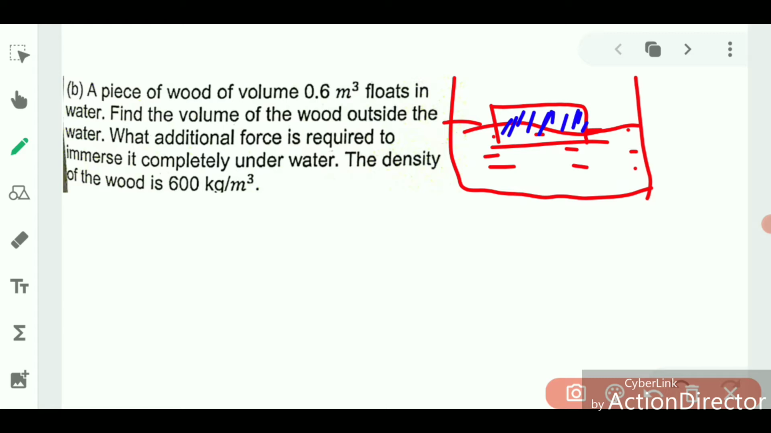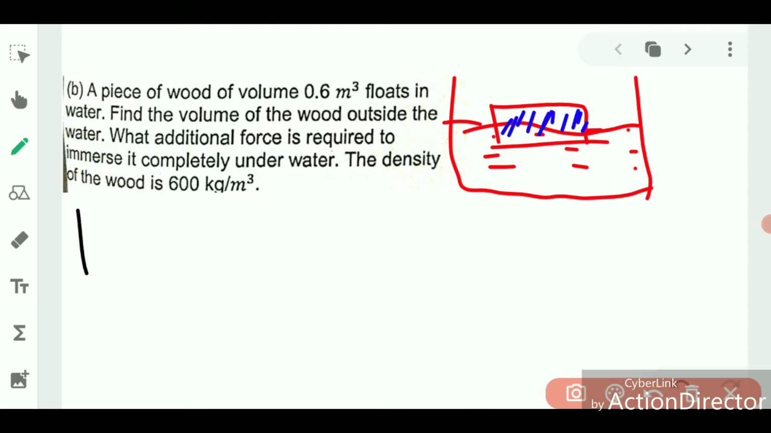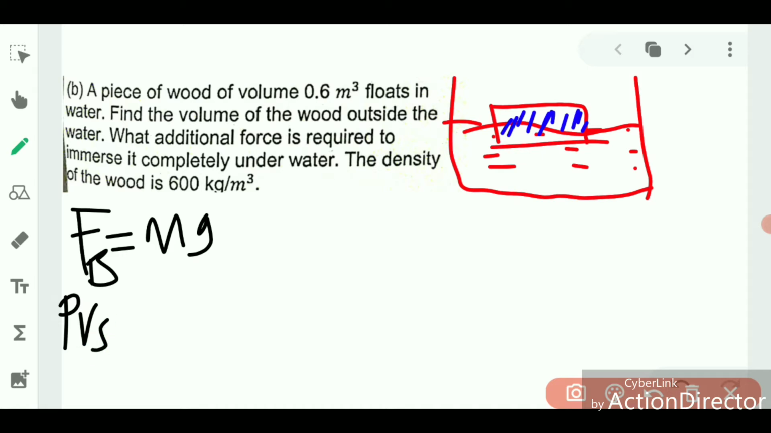So the buoyant force, which is the force in fluids, is equal to mg in this case. So we'll say buoyant force, which is Fb, is equal to mg, the weight force. That simply means the density times volume times gravity, which is the buoyant force, will be equal to, since we're not given the value of m, the mass, we'll replace the value of m with ρV.